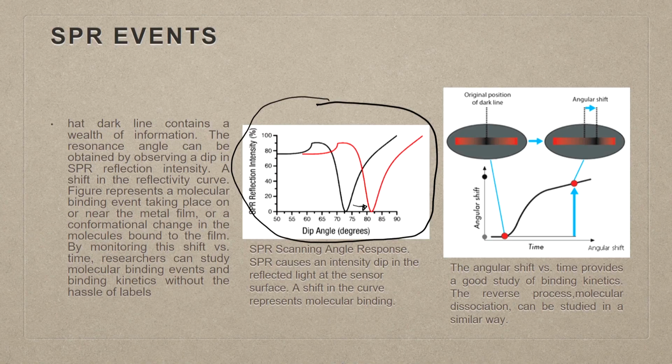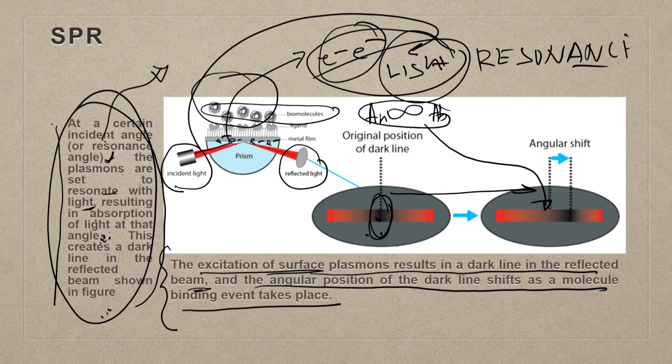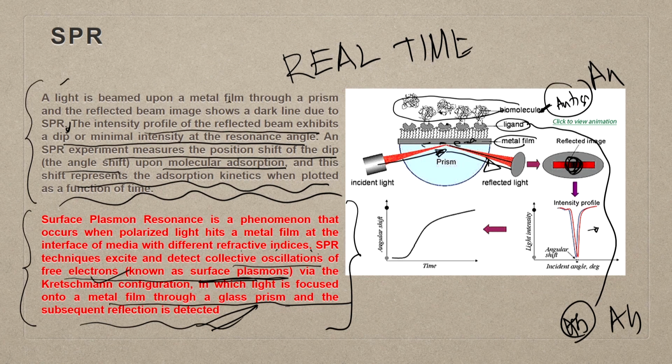So, if we talk about the SPR event, the SPR scanning angle response, SPR causes an intensity dip in the reflected light at the sensor surface. A shift in the curve represents molecular binding. This is the shift we are talking about, the arrow I showed you in the beginning. If you look at this image, where I could not really show you much more cleanly, you see there is a shift, but this shift is being further magnified and shown in the next image.